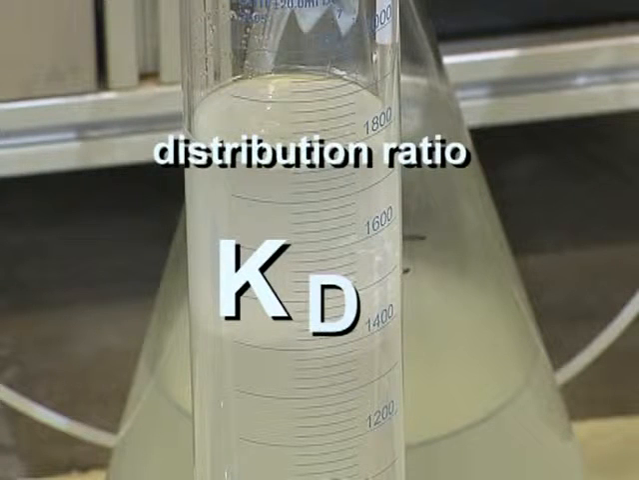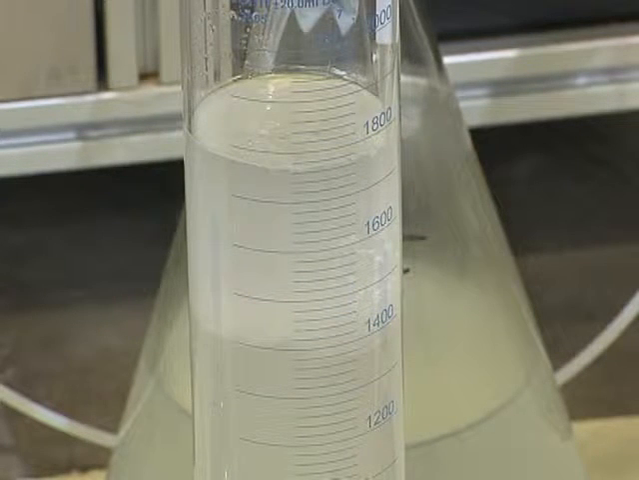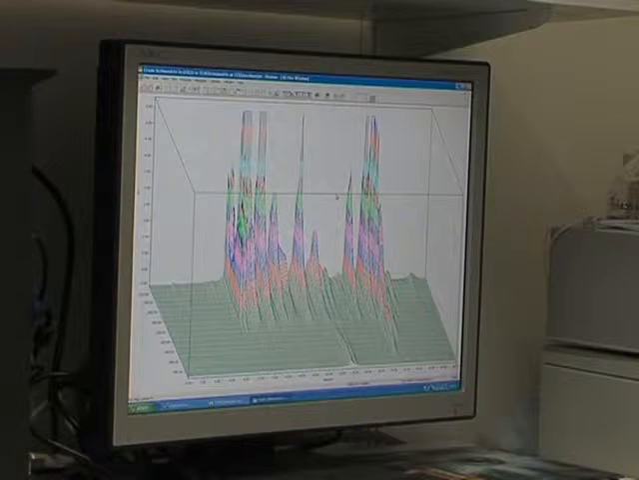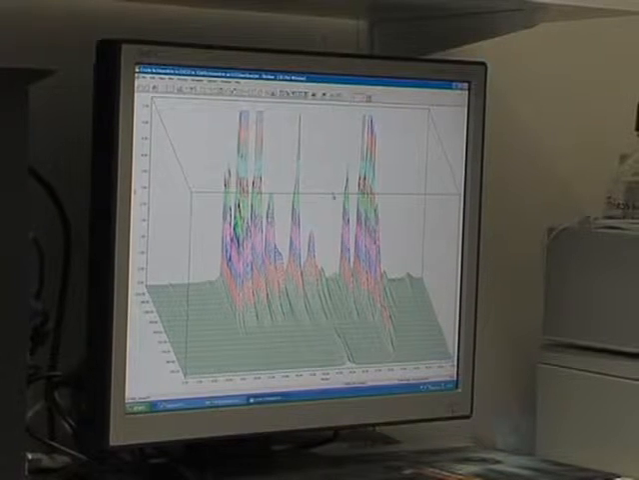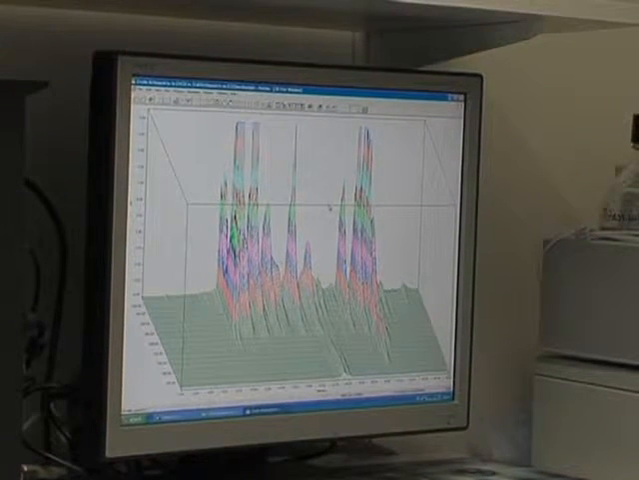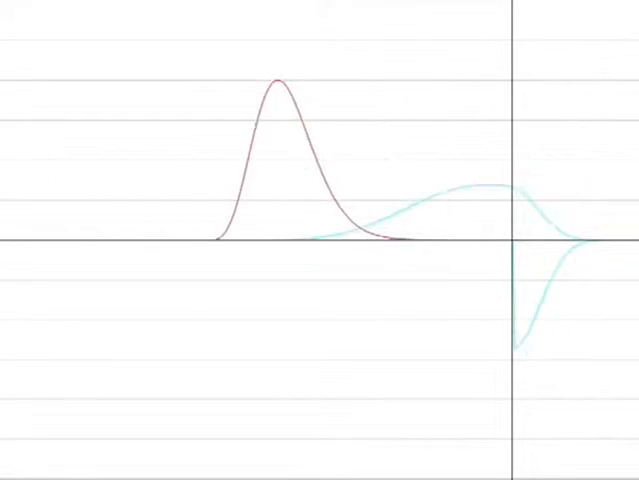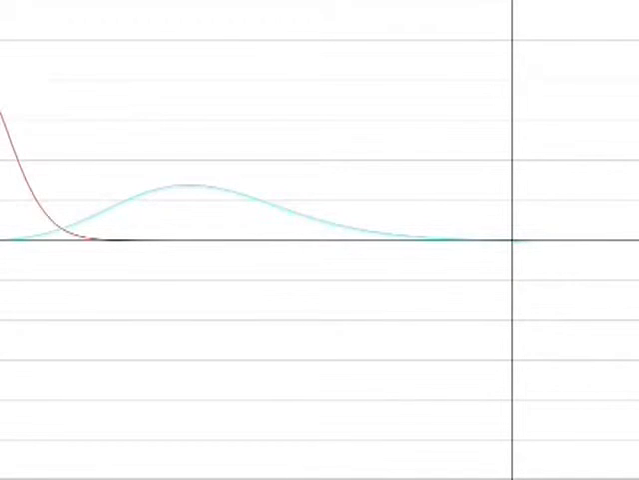Determining the distribution ratios of the main components in a mixture allows the countercurrent chromatography purification to be predicted with amazing accuracy. Here we see a prediction of two components eluting from the countercurrent chromatograph, one with a distribution ratio of 0.5, the other with a distribution ratio of 2.